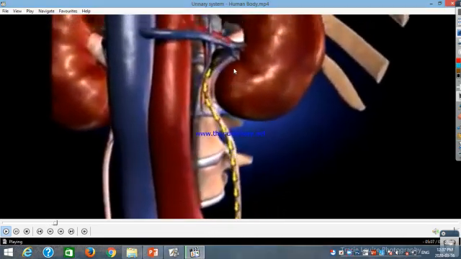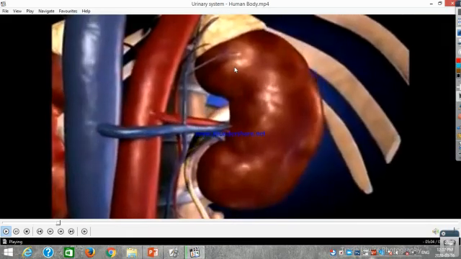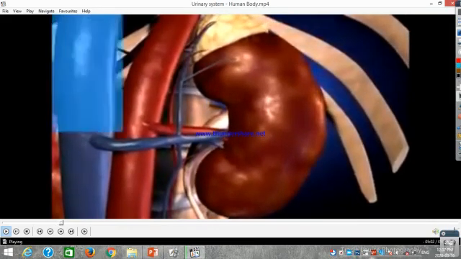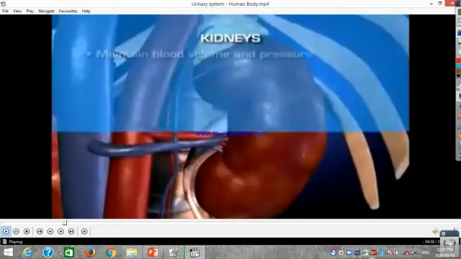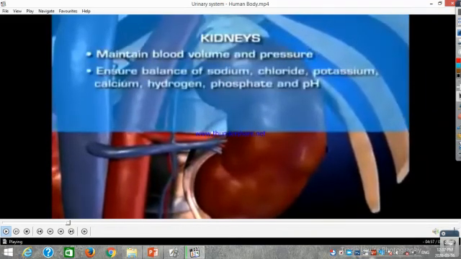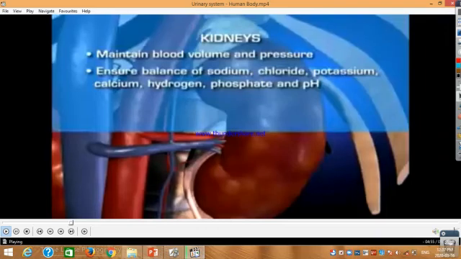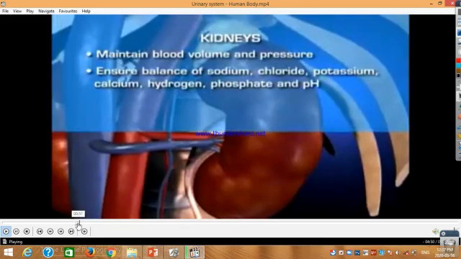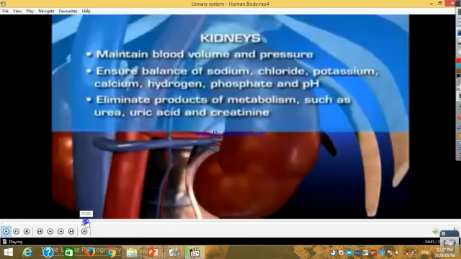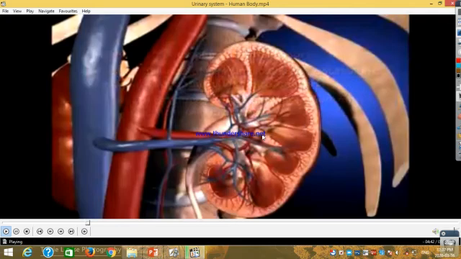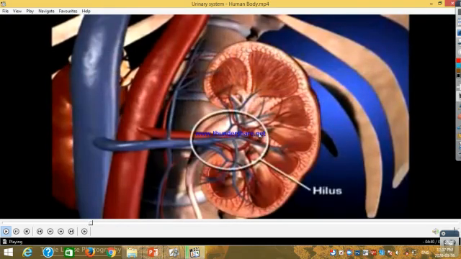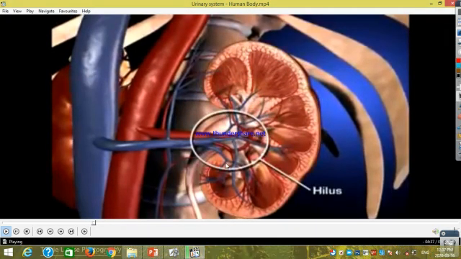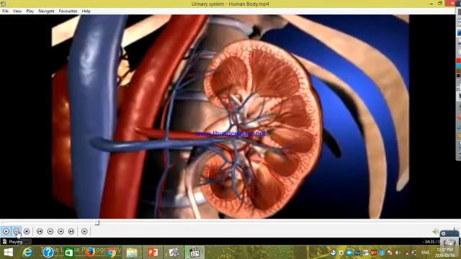The kidneys also selectively reabsorb substances that are needed to maintain the normal composition of the blood. The kidneys are able to maintain blood volume and pressure, ensure the proper balance of sodium, chloride, potassium, calcium, hydrogen, phosphate, and pH, and eliminate waste products. The medial border of the kidney is indented by a deep fissure called the hilum, where the blood vessels, nerves, and ureters connect to the kidney.